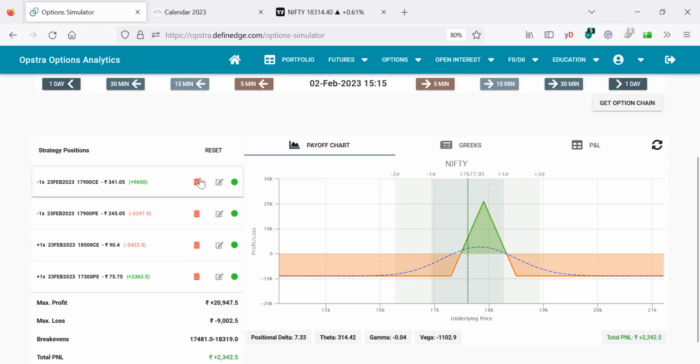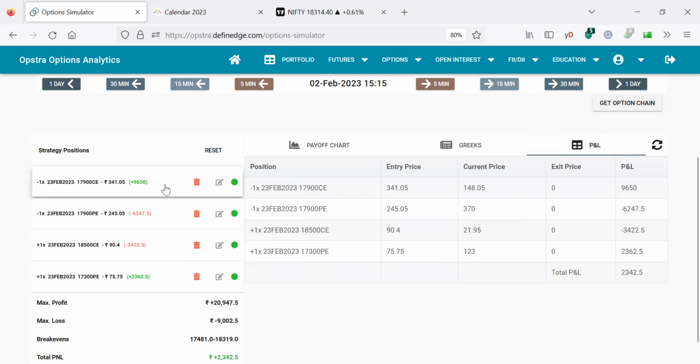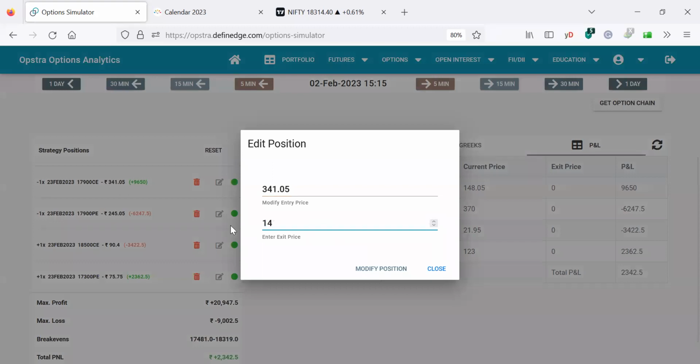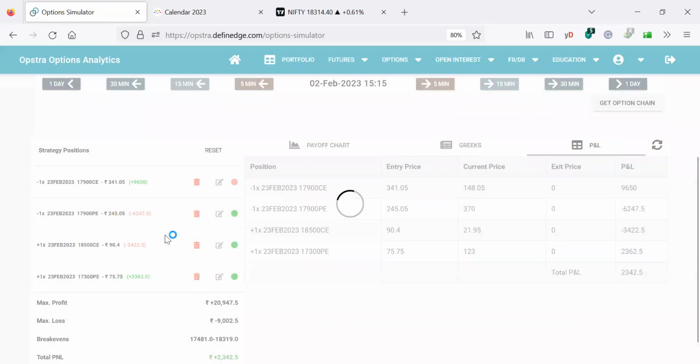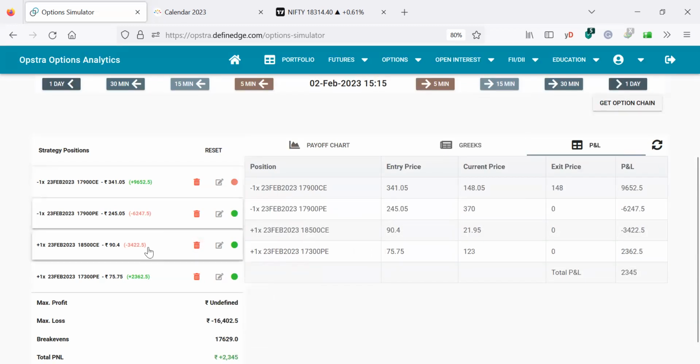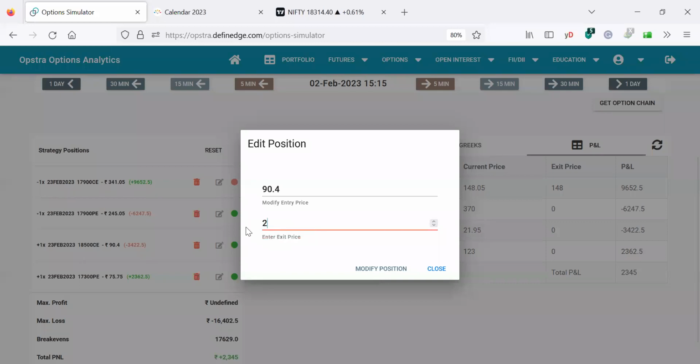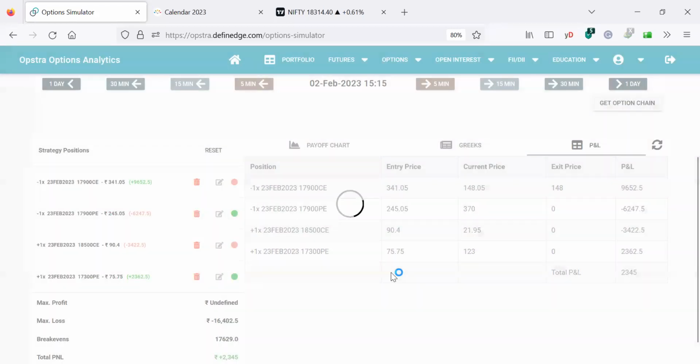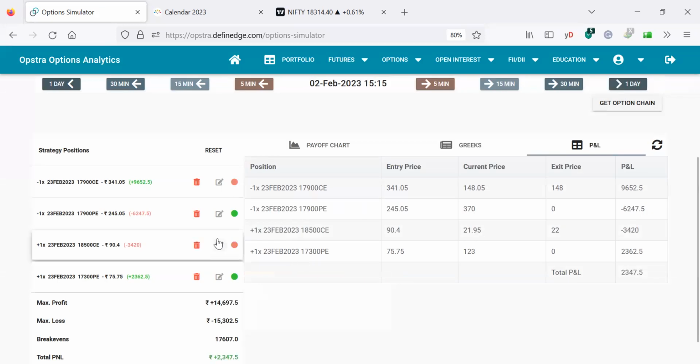So what I'm going to do now, I'll be booking out this 17,900 call. Let us go to the profit and loss. We can check it here, 17,900 call is at 148. So we'll book it out at 148 rupees. And in the call also we have to book it, because that was the protection for this call sell. So we are going to shift the sell, then also we'll shift the hedge by that many points. This is 18,500, it is at 22 rupees, 21.95. So we'll take it as 22 rupees. So modify the position.